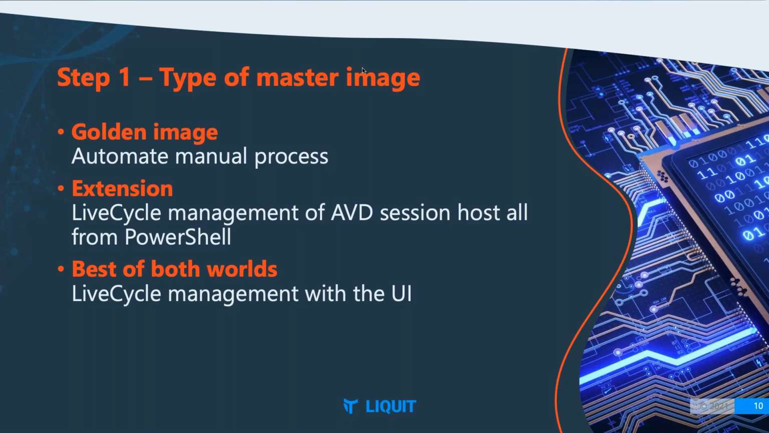So what kind of master images does Liquit support? Well, we can create a golden image, but then automate the process. So you can select it from the catalog from Microsoft. So what is it called? The Azure Marketplace images. We can work with the extension using Microsoft Bicep, for instance. There is also a good session from one of the community leaders about that. So Liquit will run using extension, or do it best of both worlds.